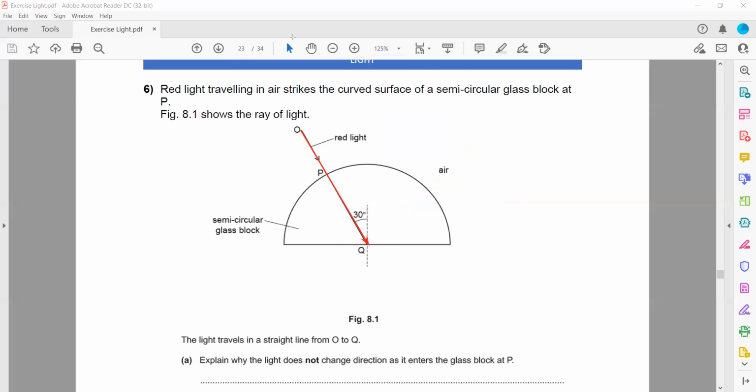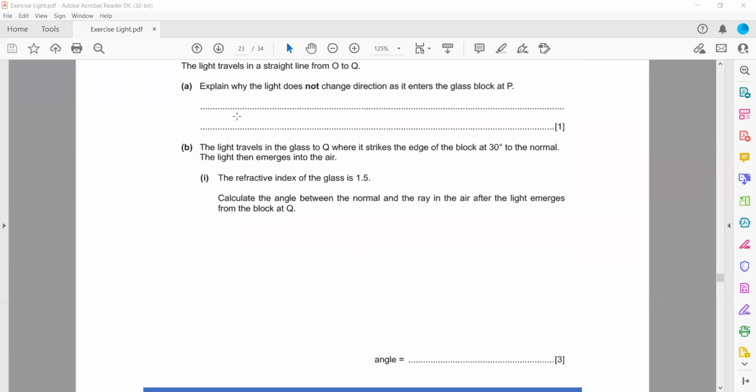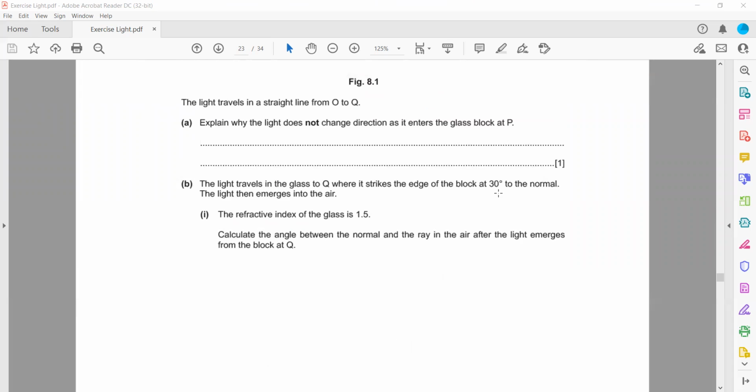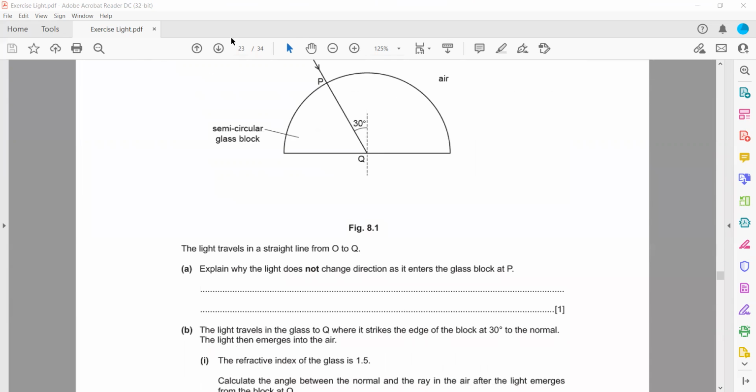And the next part, the refractive index is 1.5. Calculate the angle between the normal and the ray of light after it emerged. So we need this angle. As the ray of light emerges out, we need this angle r. This is the angle of incidence. It's moving from glass to air. When the ray of light is moving from glass to air, the refractive index will be sine r divided by sine i. The refractive index is 1.5, and the angle of incidence is 30.